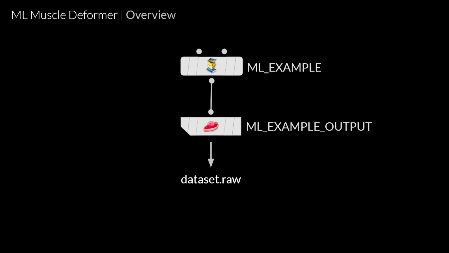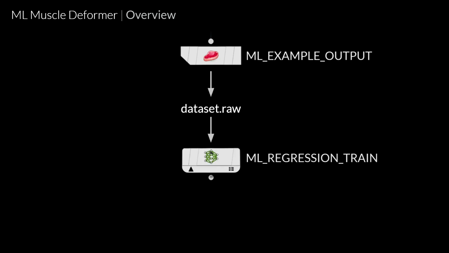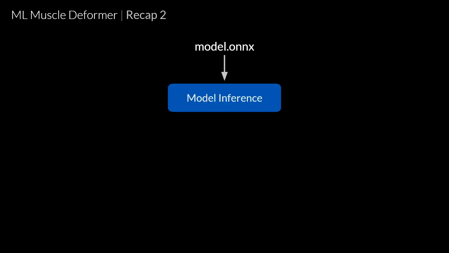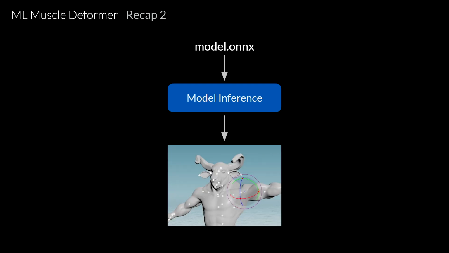And then finally, just like before, we have the output of our ML example that's written to disk with the ML example output node. And this is what writes out our complete data set that's going to be used for training. This data set then will get imported into TOPS with this ML regression train node. And then once the training is finished, it will give us our trained model that we can then use. That model, once more, is going to be run through the inference process. And the result of that is going to be the character that's giving us the muscle deformation.